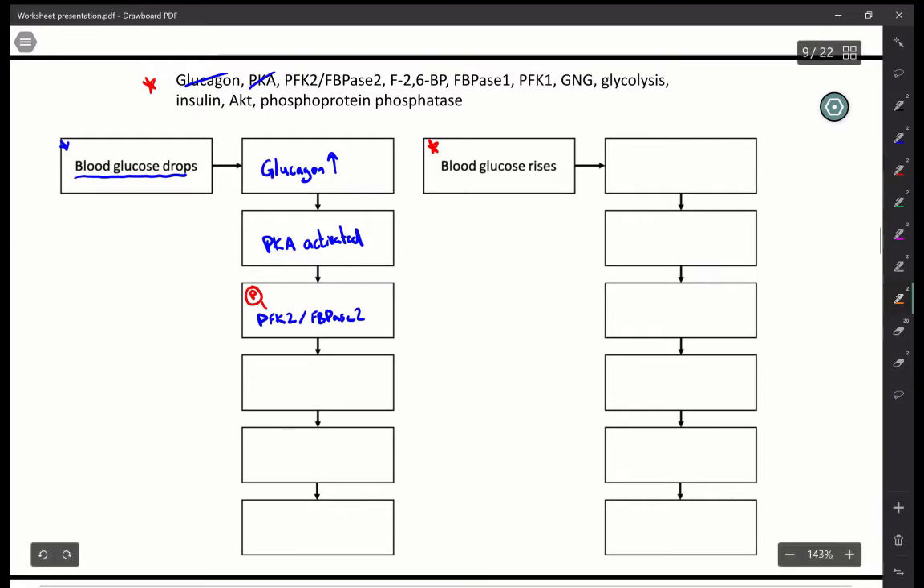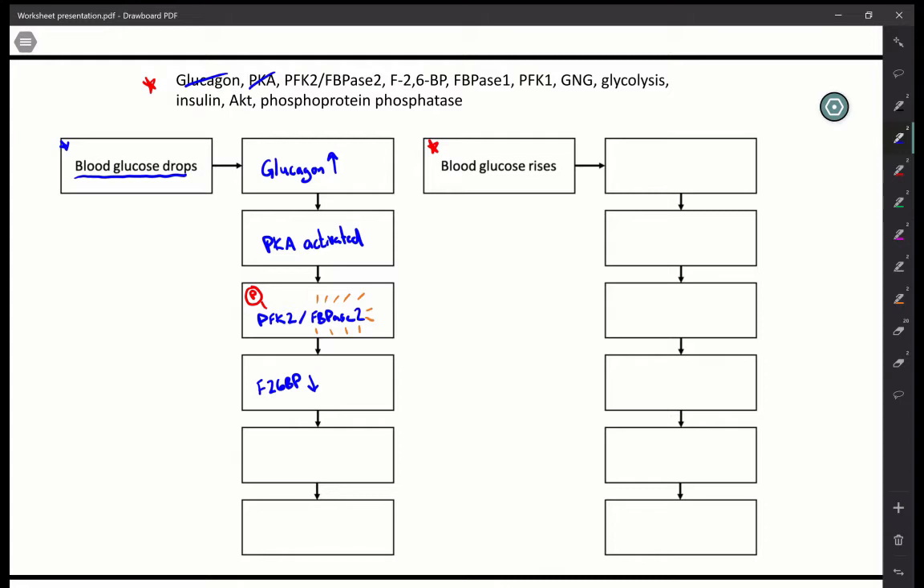I'm going to draw a little something here. When this gets phosphorylated in the liver cell, it gets phosphorylated on the kinase domain, and that activates FBPase2, the phosphatase domain. The result of that is that F2,6BP will decrease. It will go down. And you say, yes, that's right. Fructose 2,6-bisphosphate goes down. What is that again?